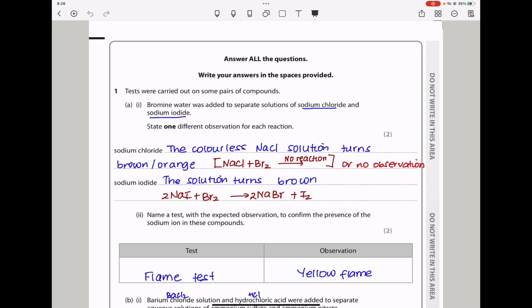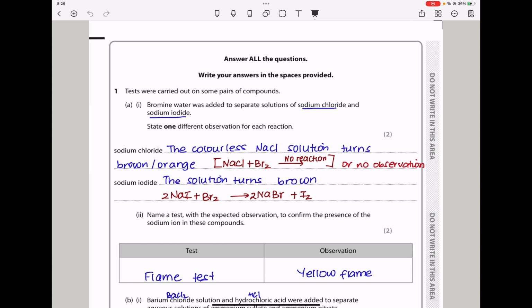When we add bromine water to sodium chloride, you could say there is no observation because there is no reaction that takes place. However, because bromine water is going to be orange or brown, when you add it to the colorless sodium chloride solution, the solution will turn brown or orange due to the introduction of bromine. But because there is no reaction, you can also say there is no observable change. So two answers are acceptable: the colorless solution turns brown or orange, or no observable change.